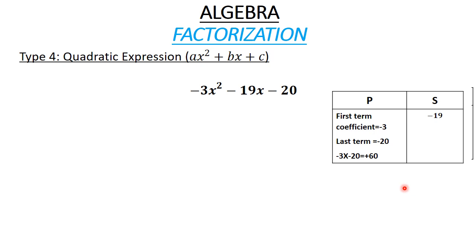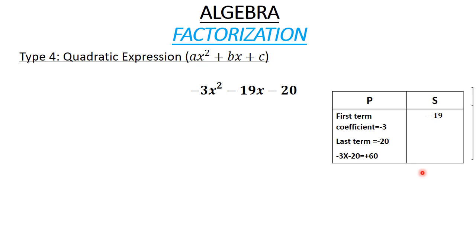What about 15 and 4? 15 times 4 is 60. So what about when we add 15 and 4? 15 plus 4 is 19, not negative 19. We're looking for negative 19. So let's try out the negative form of 15 and 4.